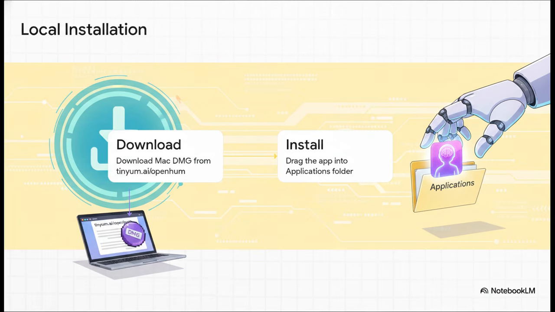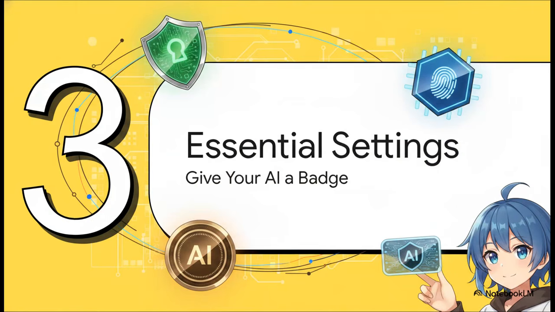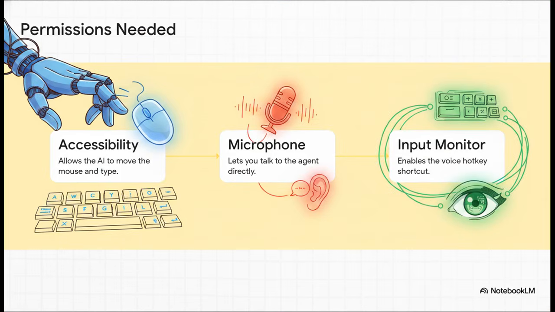Now, there is a more complex cloud deployment option if you're a power user, but keeping it local on your desktop is the straightforward path we highly recommend starting with. All right, moving on to Section 3, essential permissions and settings, giving your agent a security badge. Think of this next phase as handing your newly hired digital employee their security clearance so they can actually do their job. Because OpenHuman isn't just a chatbot. It needs a few specific system permissions to take action on your machine.